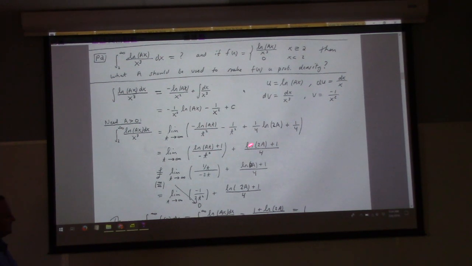This is just a constant, so I pulled it out. Then going from here to here, L'Hopital's rule gives me 1 over t, differentiate the top, get 1 over t, differentiate the bottom, get minus 2t. That results in a minus 1 over 2t squared, which goes to 0, leaving us this.